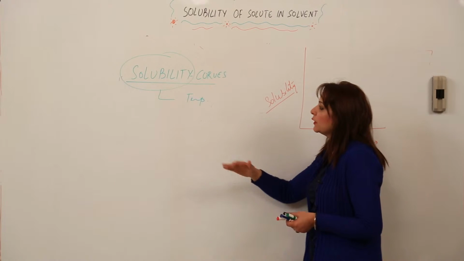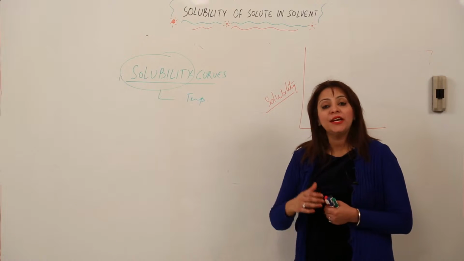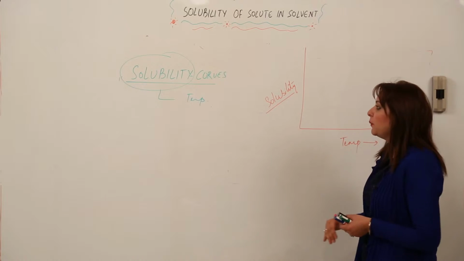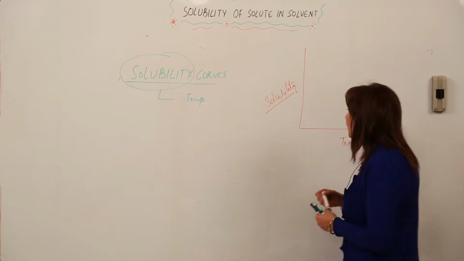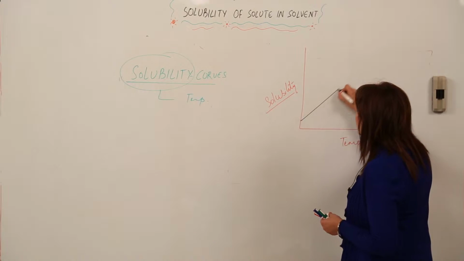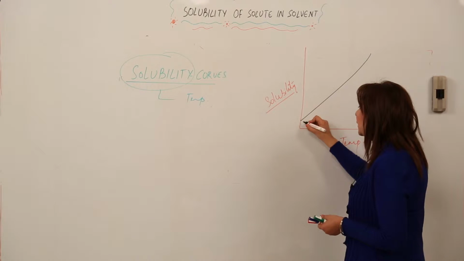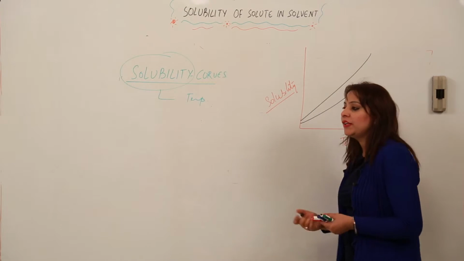So now I'm telling you about the solubility curves. The solubility is greatly affected by the temperature. If I plot the solubility against the temperature, we get different kinds of curves. In certain cases, the solubility just increases with increasing temperature. Sometimes the increase is only slight, and sometimes it decreases with increasing temperature.